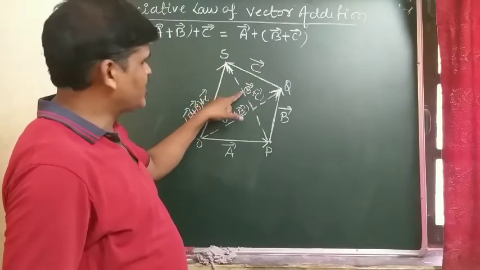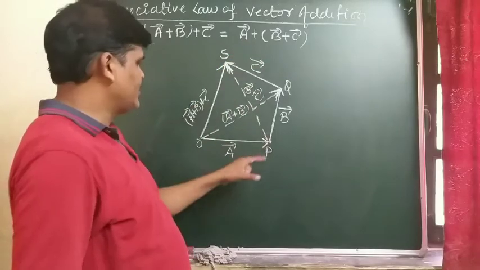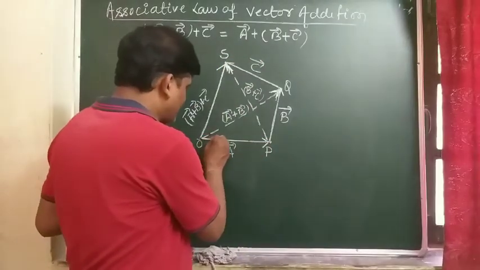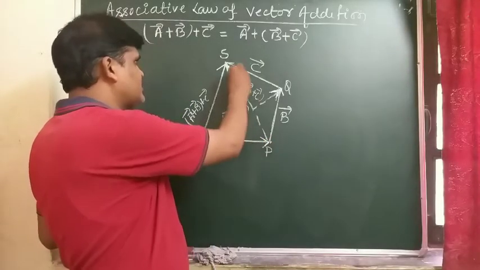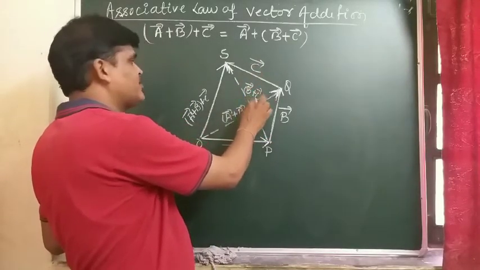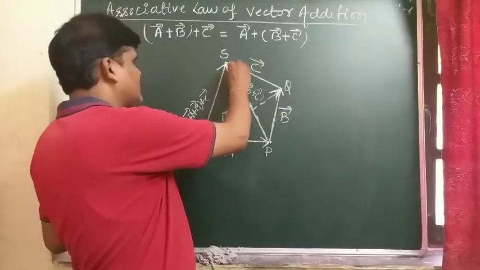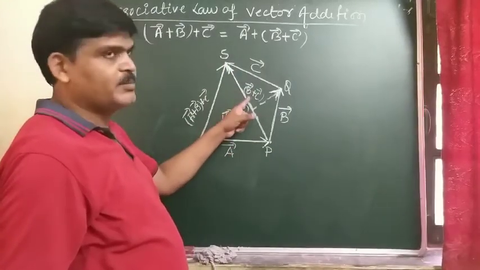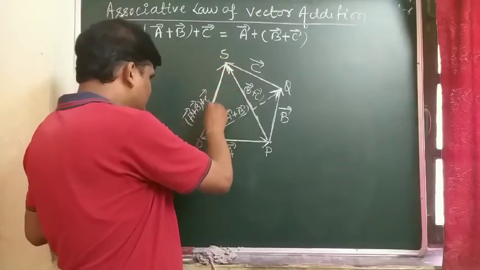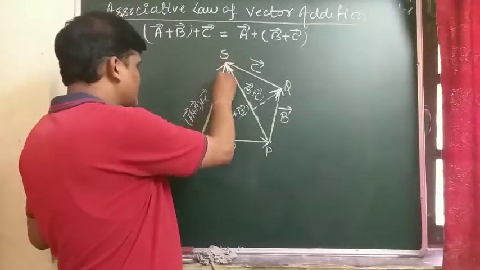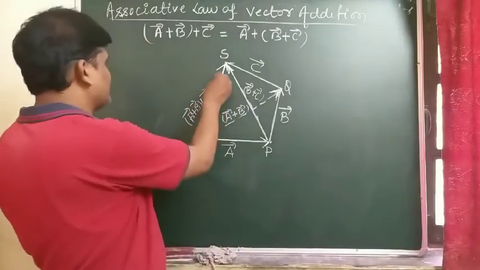And we have to add vector B plus C to vector A. So the first vector is vector A, and the head of vector A is joined with the tail of vector B plus vector C. So this is vector A plus the vector B plus vector C. Again we find the resultant OS.